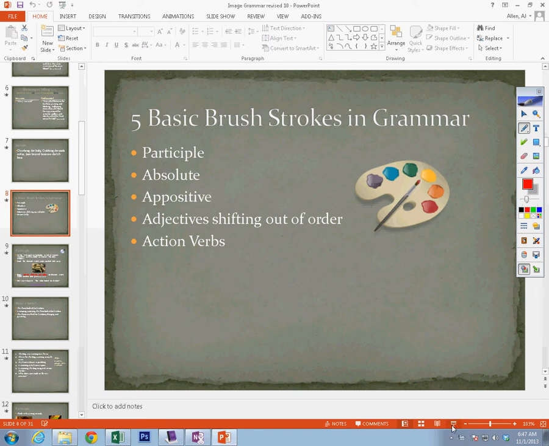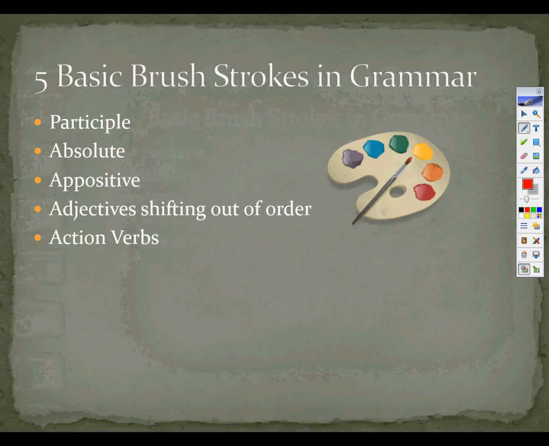Okay, let's talk about some brushstrokes. I'm going to focus first on participle and absolute. Participle and absolute go together kind of like close cousins because they have quite a few similarities. So I teach them together because if you focus on the differences, you won't confuse the two.